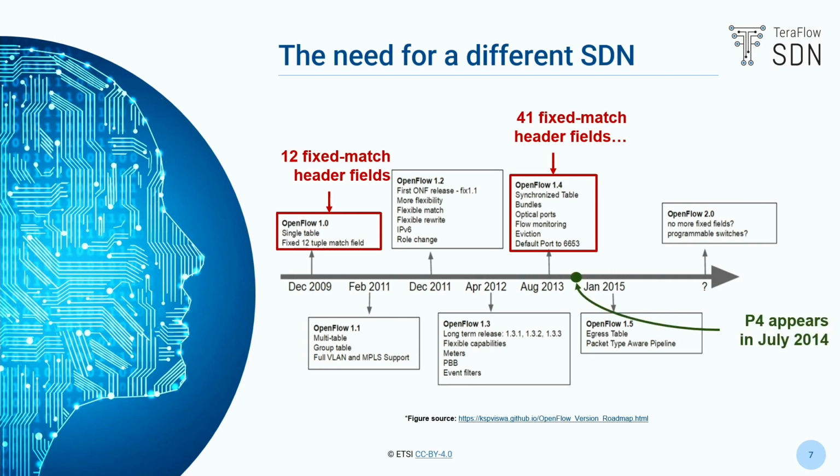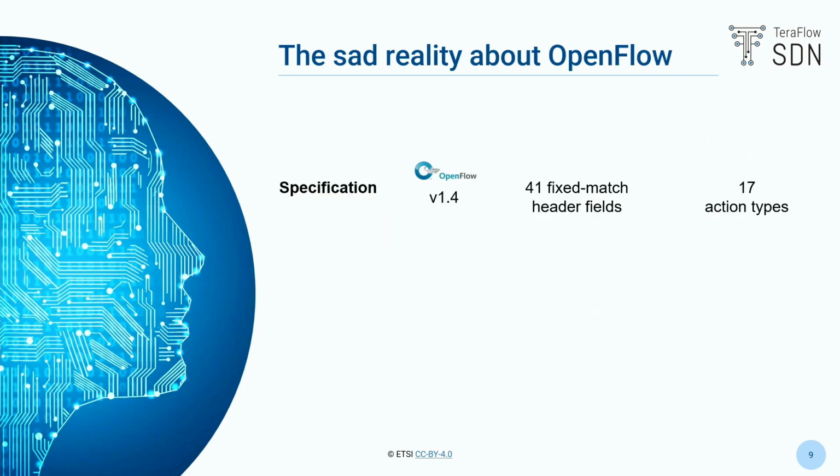However, at some point, P4 appeared. That was also around 2014, actually. And after that point, we had the discontinuation, let's say, of OpenFlow. There were no more versions released by the OpenFlow community. And the reason was actually the introduction of P4. And let's see why this happened, actually.